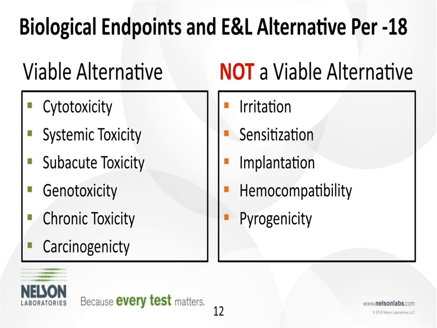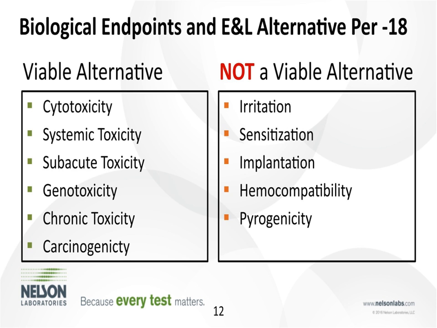So some biological endpoints can be addressed using extractable leachable testing. I'll refer to this as -18. The viable alternatives for using extractable leachable testing are located here on the left side of the screen. They are cytotoxicity and some other ones that you see there. Now, what extractable leachable testing, according to -18, is not a viable alternative for are things like irritation, sensitization, and these things that you see on the right side of the screen.